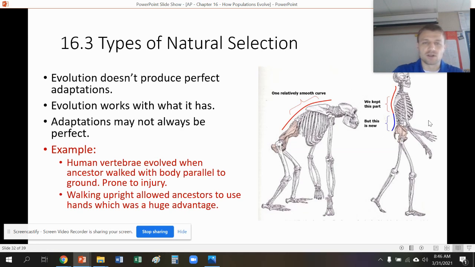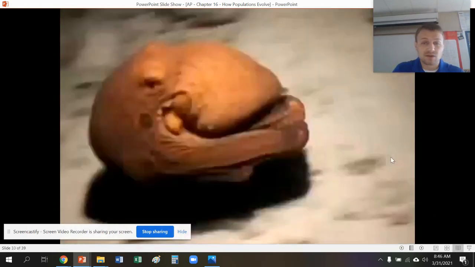There's a really cool video that shows this nerve in a giraffe that runs from the neck all the way down to the heart and back up, where if it would just go like 2 inches, it would bypass that whole distance. But again, evolution isn't perfect, and this is just more evidence that supports evolution.